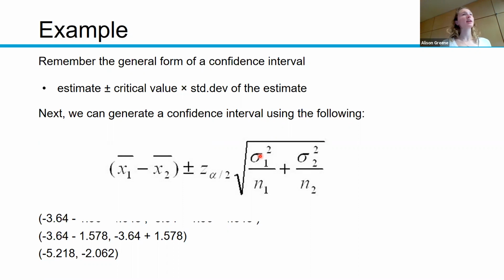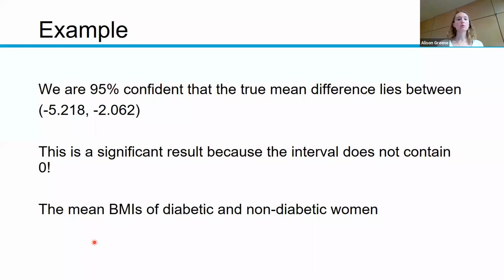So a lot of this, I think, is just understanding the intuition first, and then knowing what to ask yourself and look for when you're calculating these things, and then looking up the specific formulas for that. So if you plug in, you're going to get this value, the end interval here, -5.2 to -2.06. So what does this mean? We are 95% confident that the true mean difference lies in this interval.